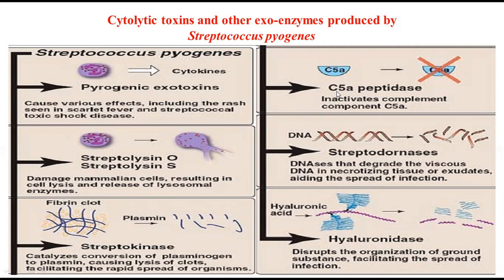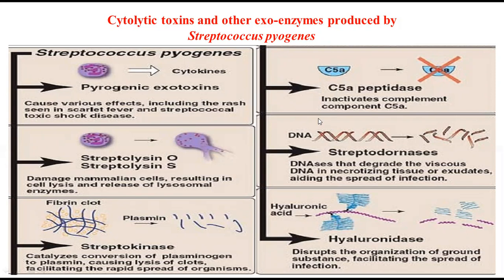C5 peptidase, C5A, we know it is a protein related to the complement system, so it can also disrupt the action of the complement system. Streptodornase, what is streptodornase?